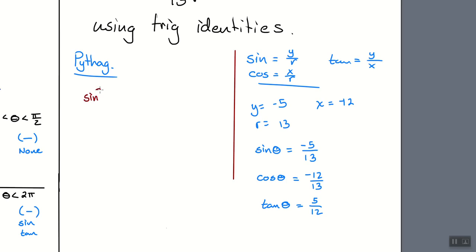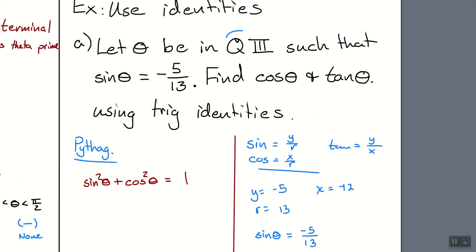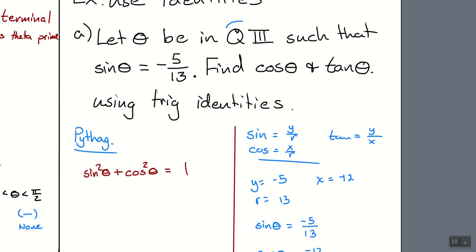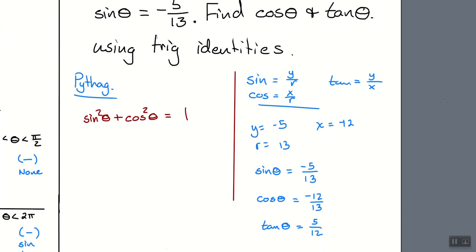Sine squared theta plus cos squared theta is always, forever, equal to what? 1. What did I give you guys before? I have to scroll up to see. We were given sine, right? Okay, so I have to think about quadrant 3 still, but let's check it out.